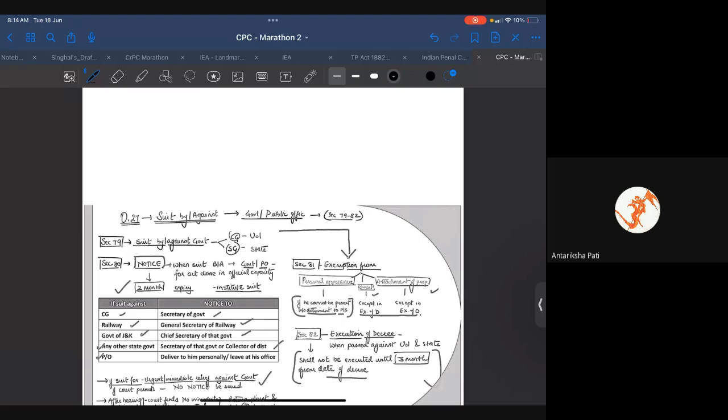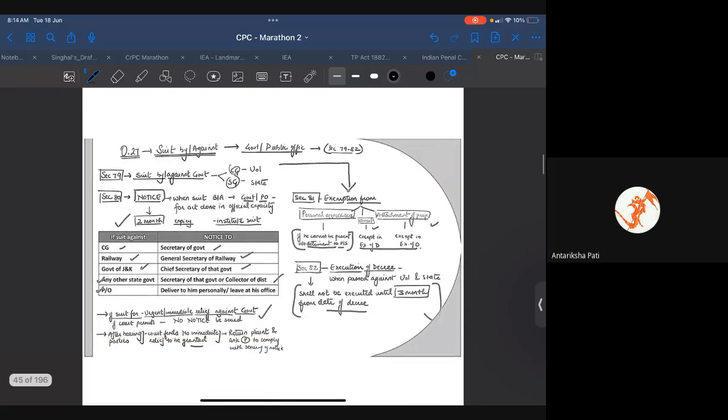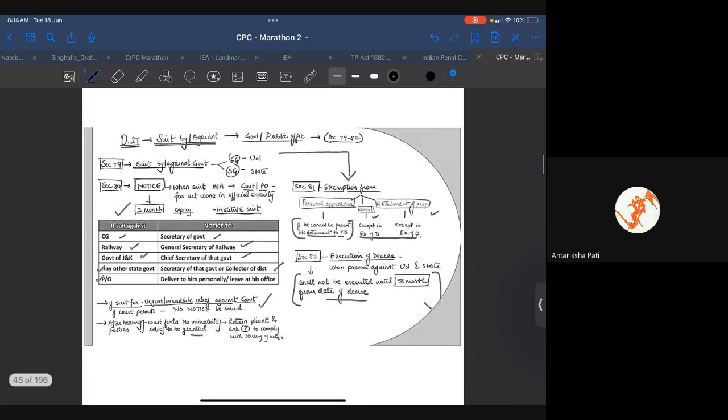Now, continuation of Section 80: if the suit is of an urgent nature and immediate relief is to be taken from the court, then if the court permits, no notice needs to be served and the suit can still be filed. But after hearing the parties, if the court finds that no immediate relief is to be granted, then the court may return the plaint and ask the plaintiff to comply with the serving of the notice and then come back again.